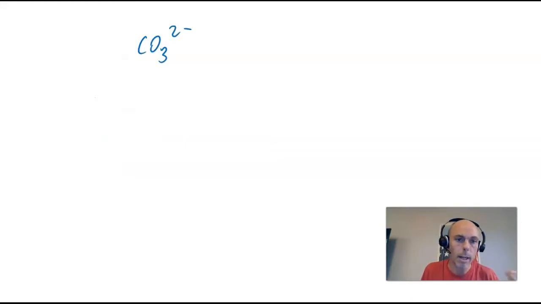Here's the carbonate ion, same thing. Consider drawing its Lewis structure, predicting its overall geometry, and then deciding if it's polar or not. Come on back when you've done that.